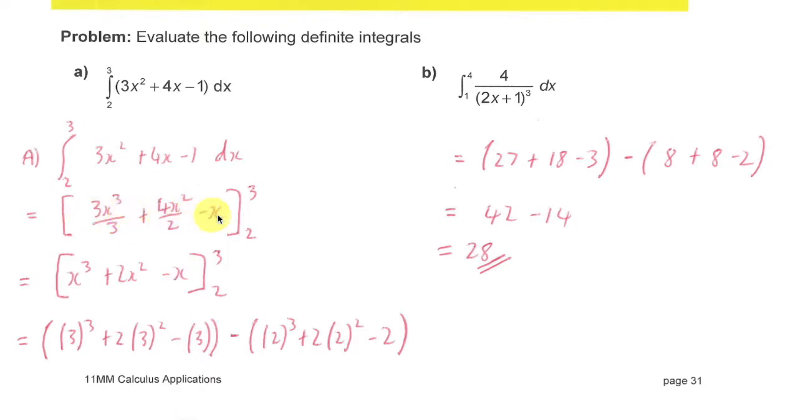Okay, so just tidying up this expression. I've still got the terminals 3 and 2, but they are at the end of the square brackets. To evaluate this, I substitute 3 into the rule, and I subtract from it the substitution of 2 into the rule. So I end up with the first bracket, second bracket, and that simplifies to 42 minus 14, and eventually I get an answer of 28. That tells me that the area underneath the curve is equal to 28 units squared. That's what I've just worked out.